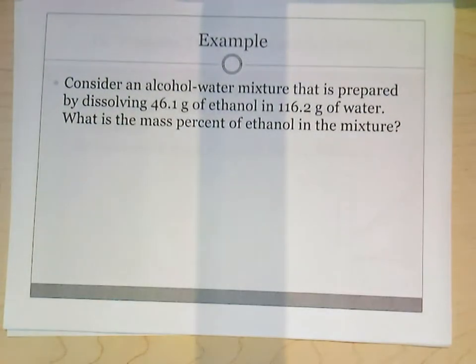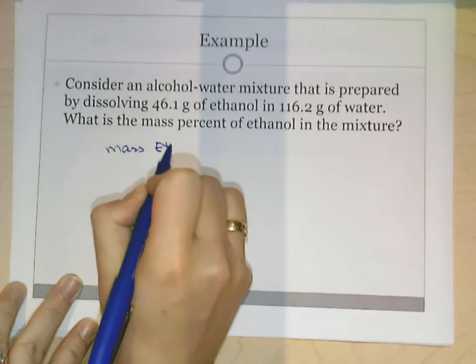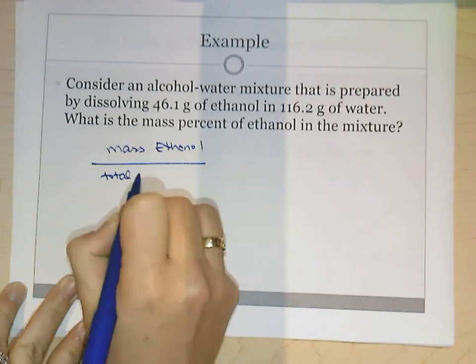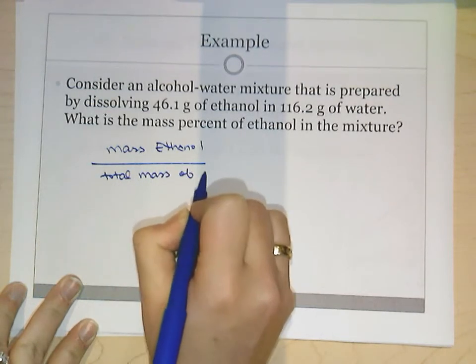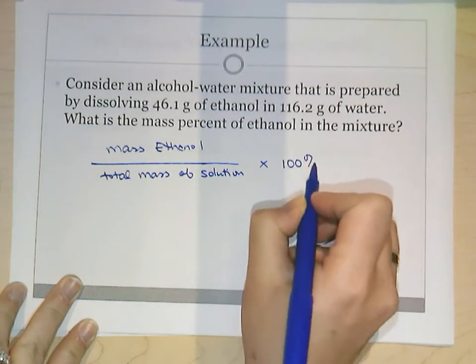Let's say you have an alcohol-water mixture that you made by dissolving 46.1 grams of ethanol into 116.2 grams of water. I would like to know the mass percent of just the ethanol in the mixture. So using our mass percent equation, oh yeah, if you don't have your calculator out, go ahead and fish it out because we're going to need it.